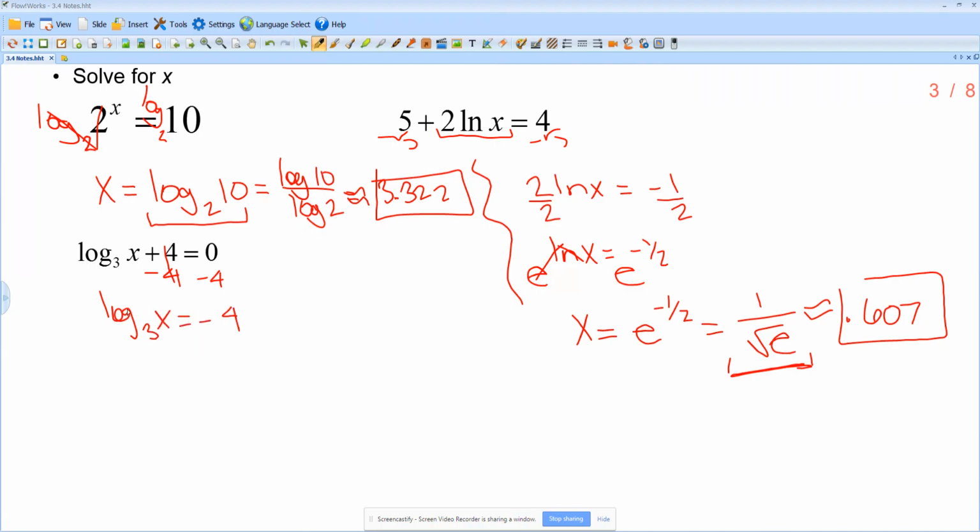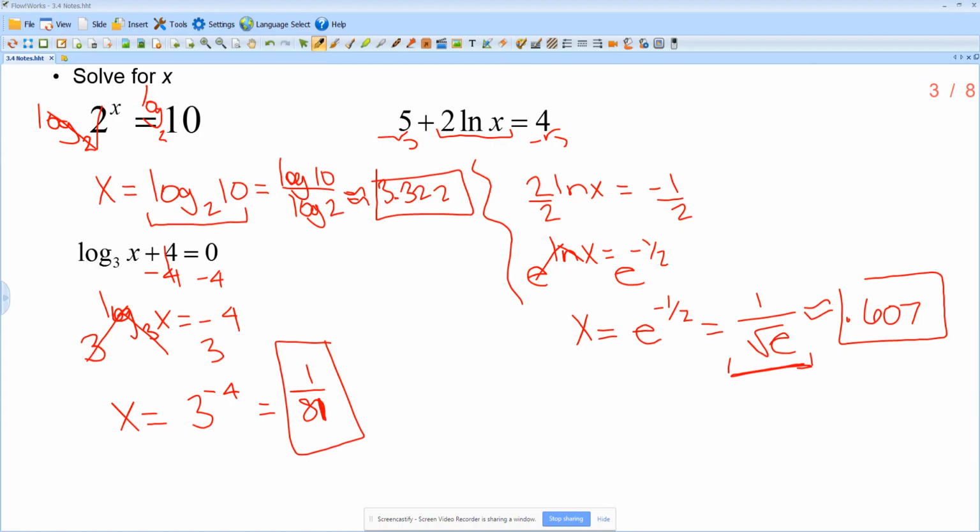Now again, I'm trying to get rid of a logarithm. The inverse function to that would be an exponential function. So I'm going to do 3 to the power on both sides. 3 to the power of log base 3 just cancels, so I'm left with x. And then I get 3 to the -4th. 3 to the -4th is 1 over 81, which I wouldn't want as a decimal. You could leave it as 1 over 81.